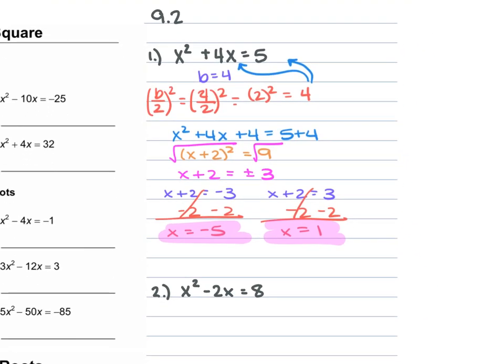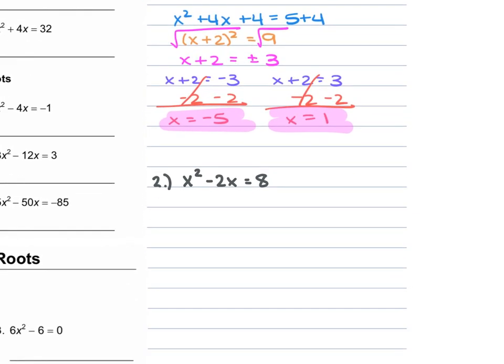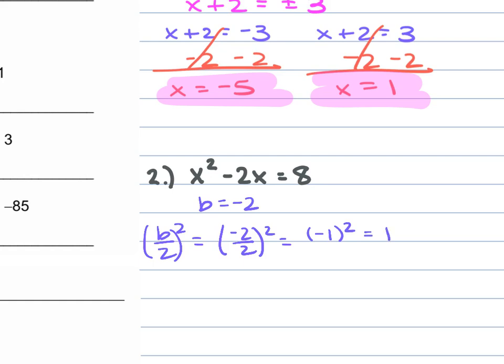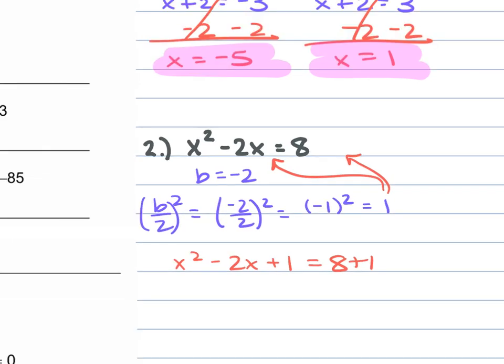For 2, we are given x squared minus 2x is equal to 8. So again, our constant's on its own side. So we're just going to identify the b, which is negative 2. Do b over 2 squared. That's going to be negative 2 over 2 squared, which is negative 1 squared, and that is 1. We're going to add the 1 to both sides of this equation, so we get x squared minus 2x plus 1 is equal to 8 plus 1.